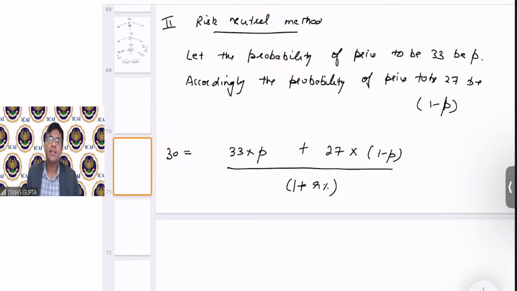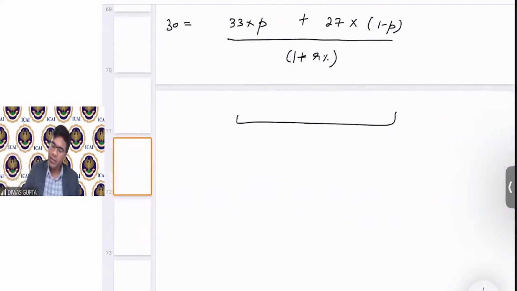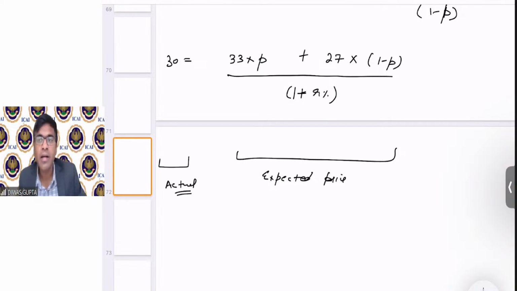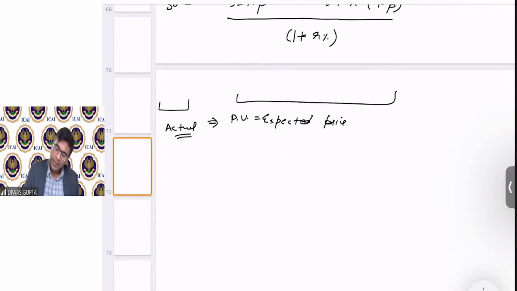So this equation holds good because this is the expected price. If you see the right hand side of the equation, this is the expected price, students, correct? And this is the actual price. So with probability, we have related the present value of expected price to the actual price. Okay, students? Understood?